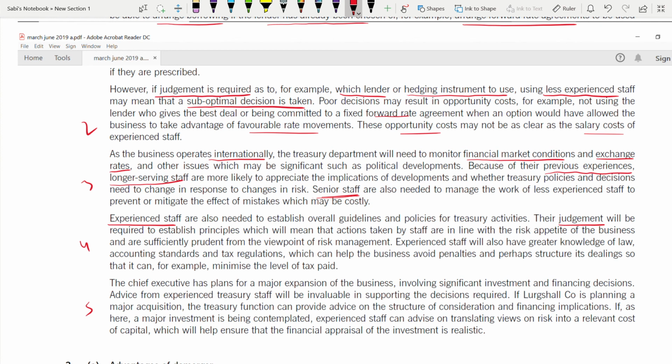A junior auditor will not be able to handle it because the senior auditor is more experienced. More experience means wherever judgment is required, experienced staff can make those judgments. Junior people cannot make those judgments. They are scared to make that judgment. Even if they make some judgment, it will go wrong.